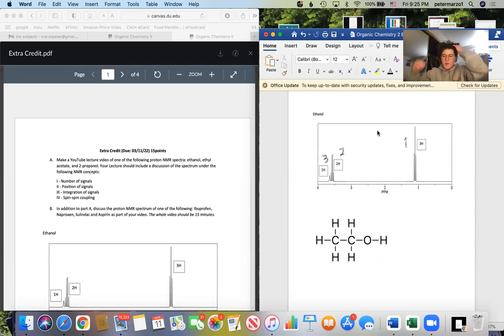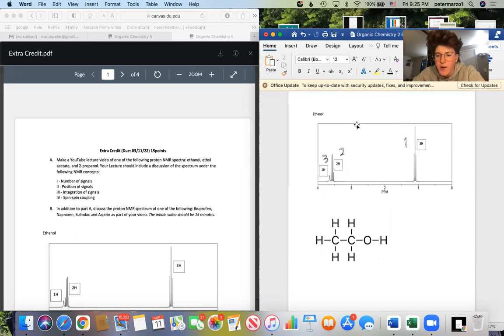NMR stands for nuclear magnetic resonance, and there are two types of NMR that can be used to help determine the structure of a compound when it is not already known. Proton NMR, or 1H NMR, is used to determine the type and number of hydrogen atoms within a molecule, whereas carbon NMR, or 13C NMR, is used to determine the number of carbons, or the type of carbons, within a molecule. However, we will not be using carbon NMR in this video.